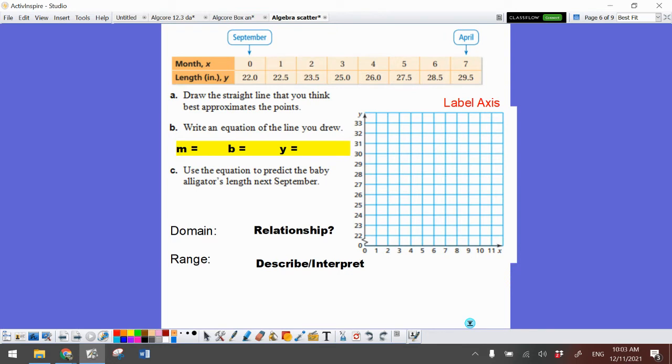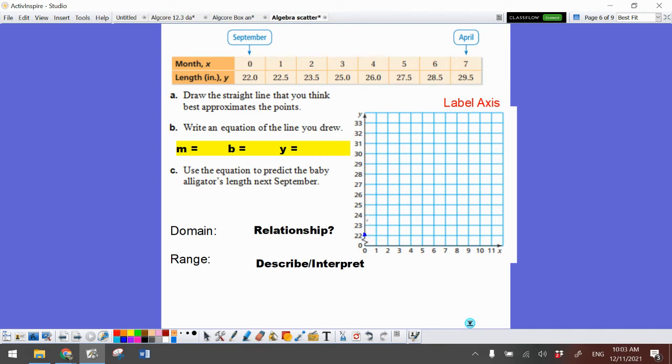All right. So let's go ahead and we're going to label these points and graph them and try to figure out what kind of relationship it is. We're going to interpret the graph. We're going to come up with our domain and our range, label our axes. Okay. So our first point is 0, 22. So I'm going to put a point right there.